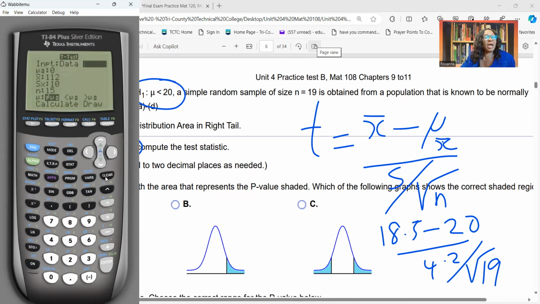All right, I have the data. What is the status quo? The mean we're talking about is 20. The X bar is 18.5. And the standard deviation of that data is 4.2. That's sample. That's why we're doing T. And the sample size is 19.